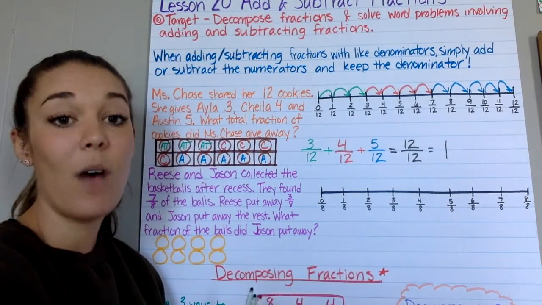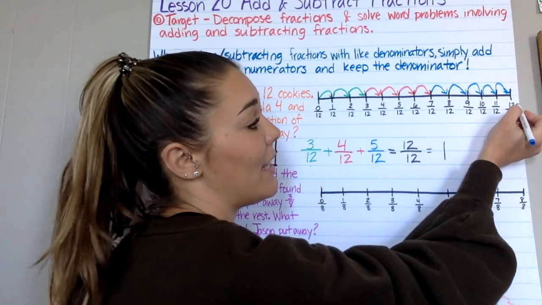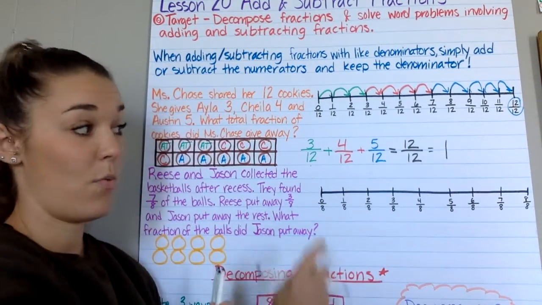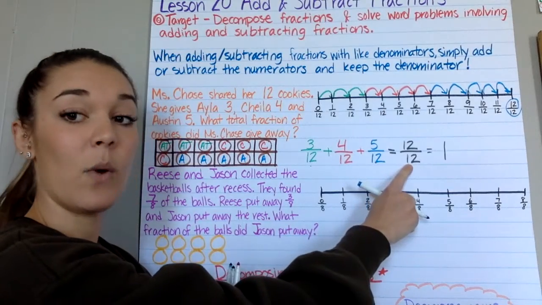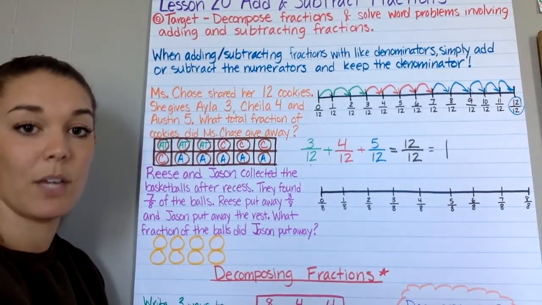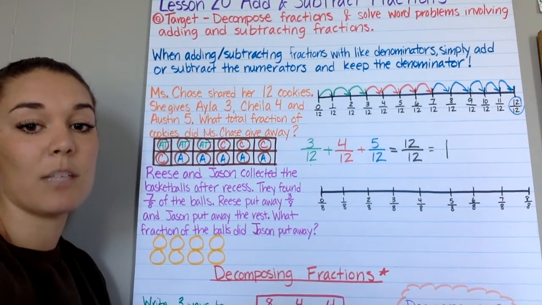Okay, so on my number line, I also get the answer 12/12, right? When we did it in an equation, we got 12/12, and when we showed a picture, we got 12/12, okay? Let's take a look at the next problem.